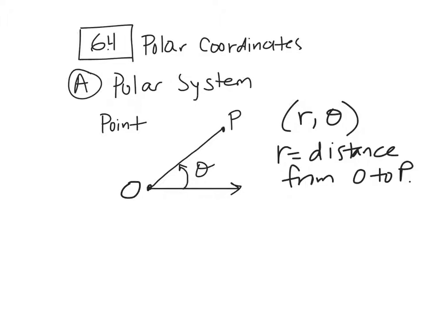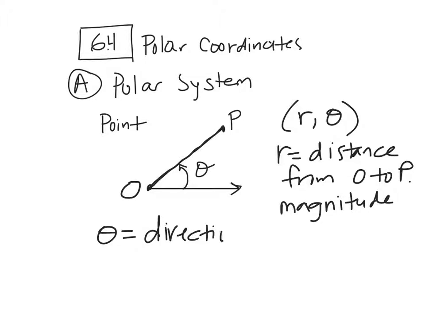Now, what did we call that distance a few days ago? It starts with an M. Magnitude. Nice job. It's the magnitude. So if you're going to think of this as vectors, which you can, try and do that. Think of 0 to P as a vector, and r is that distance there. Theta is going to be the directed angle, the direction angle from where you're used to having it, the x-axis. It's not bearing, it's not from the north, it's a directional angle.